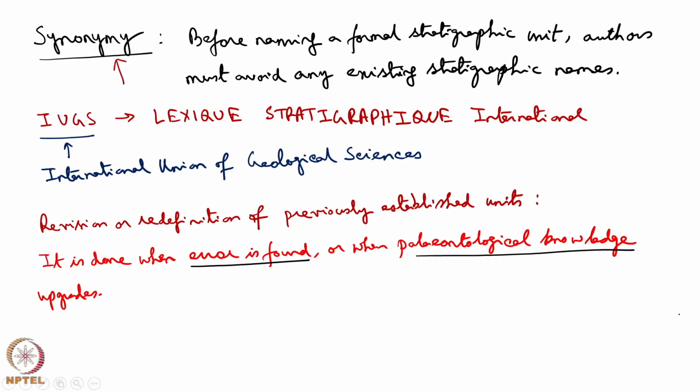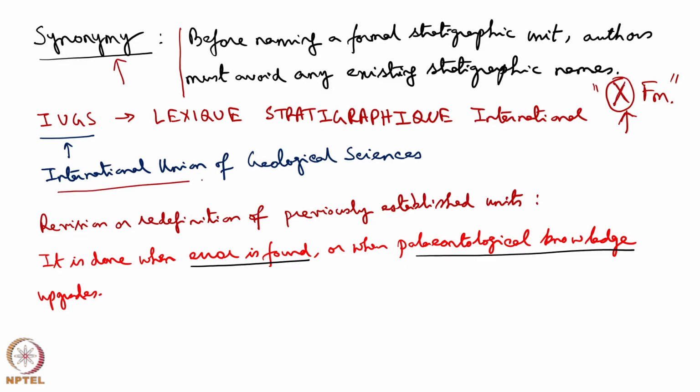Before naming a formal stratigraphic unit, authors must avoid any existing stratigraphic names. Now, this would be easy. On the internet, one can check, before giving a name for some rock X Formation, whether the word X is already used in stratigraphy. But note that there can also be certain books, old volumes in certain countries which are not digitized, which do not have internet presence. So, in that case, it is recommended to visit the library and work thoroughly to check whether the term X has already been used.